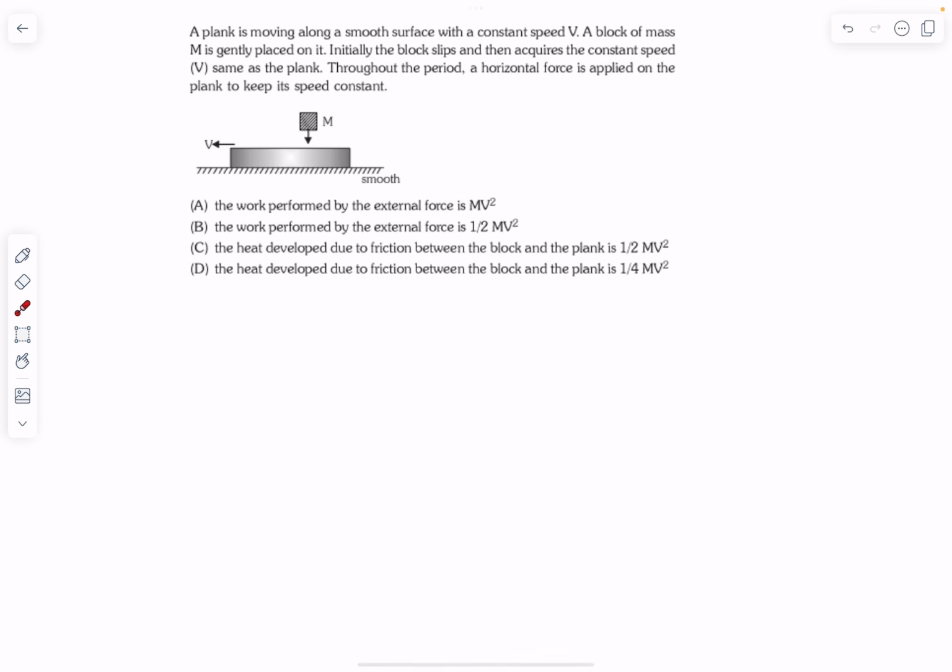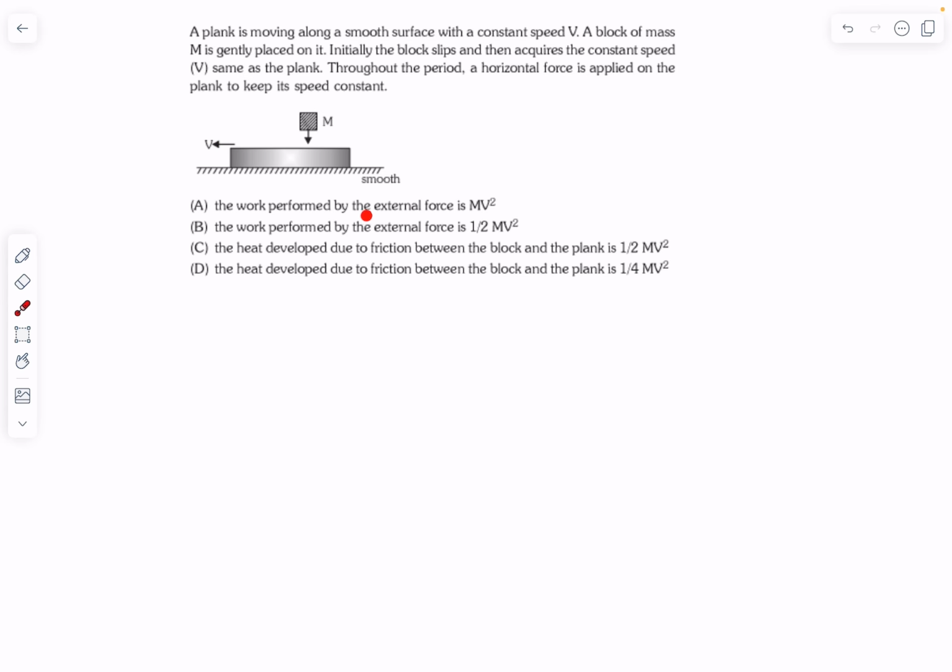Okay, so in this question we have a plank that is moving along a smooth surface with a constant speed of v. A block of mass m is gently placed on it. Initially the block slips and then acquires a constant speed v, same as the plank. Throughout the period, a horizontal force is applied on the plank to keep its speed constant. So this plank's speed is constant always, whereas the mass m slips on the plank and finally attains the velocity of the plank.